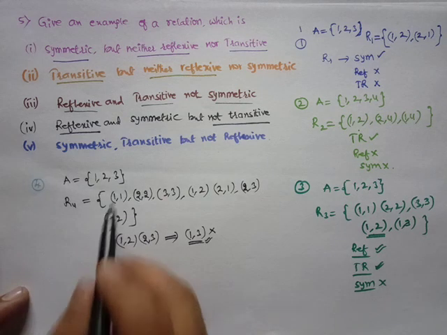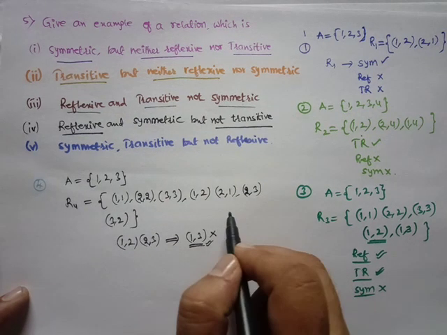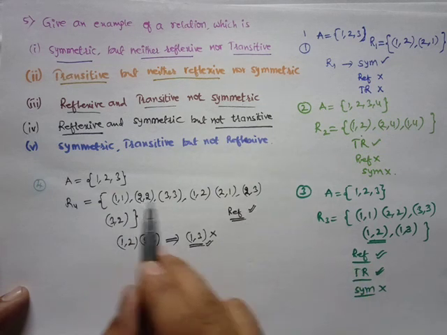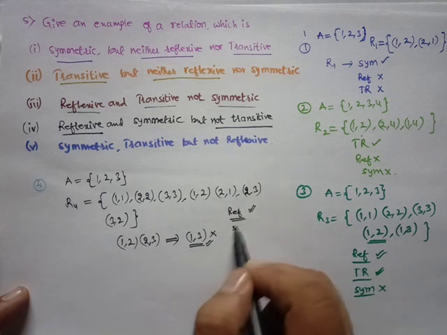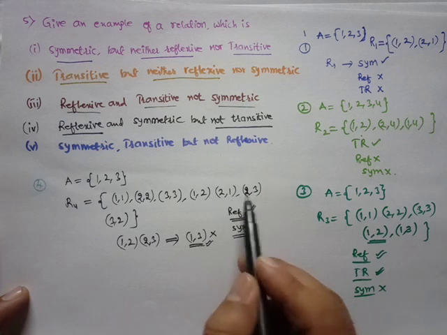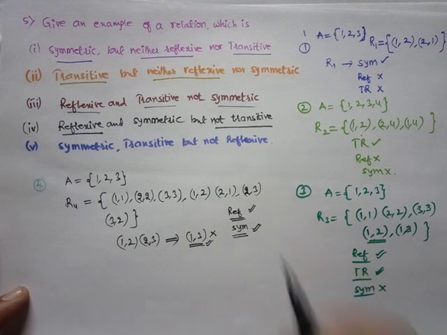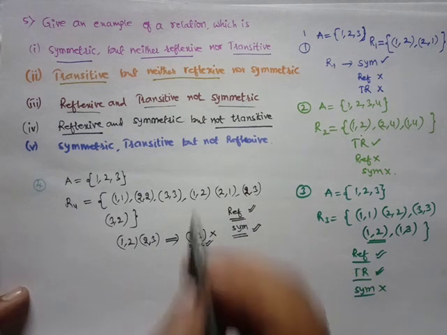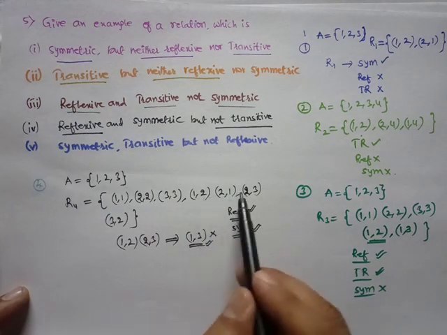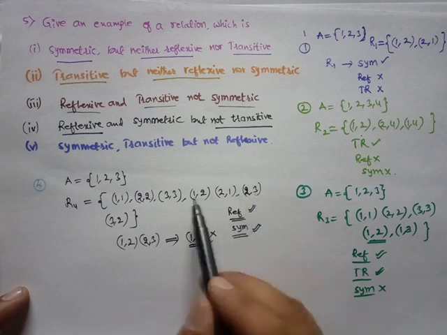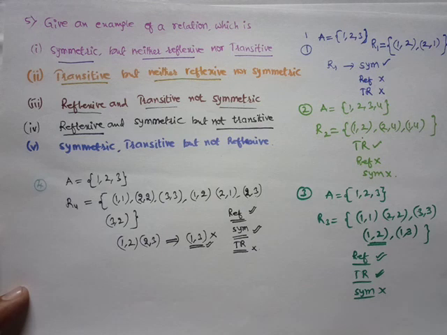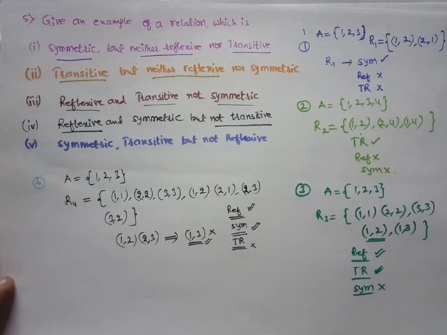Now we'll see the first condition, whether it is reflexive. Yes, it is reflexive. (1,1), (2,2), (3,3) is present. Whether it is symmetric. Yes, (1,2), (2,1) is present, (2,3), (3,2) is present. Yes, it is symmetric. Next, coming to the last, whether it is transitive. (1,2), (2,3) is present, then (1,3) is not present, then it is not transitive, satisfying all the conditions.